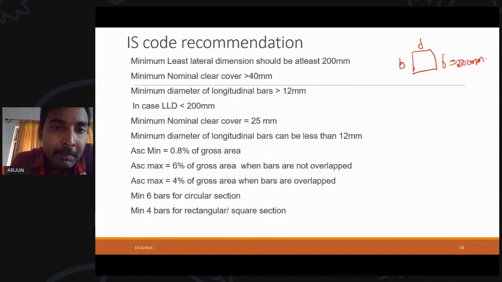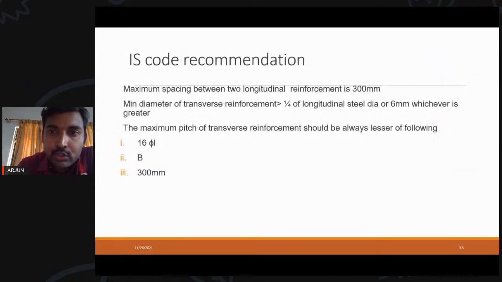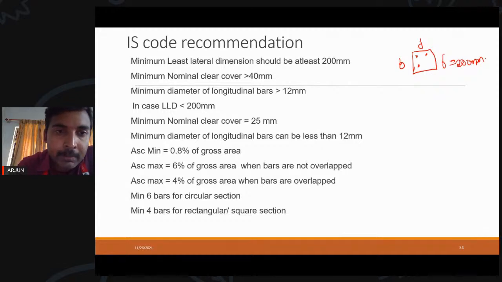And the minimum diameter of the longitudinal bars in a column should be 12 mm. So the minimum diameter of the compression reinforcement in a column should be greater than 12 mm. Okay, in case the least lateral dimension is less than 200 mm, a nominal cover may be reduced to 25 mm with appropriate precautions. So the minimum diameter of the longitudinal bars can be less than 12 mm if the cross section least lateral dimension is less than 200 mm. But the code specifies we have to provide a minimum lateral dimension of 200 mm.